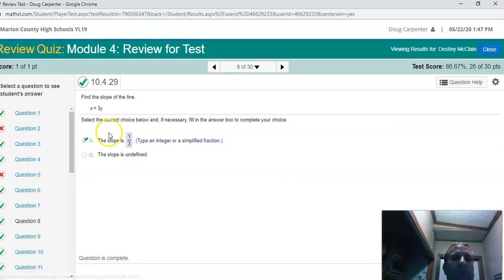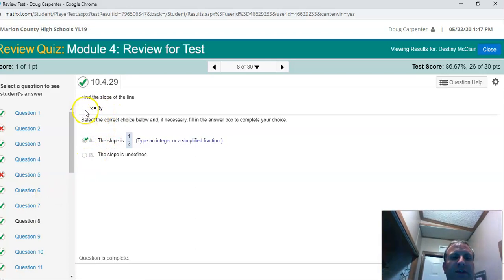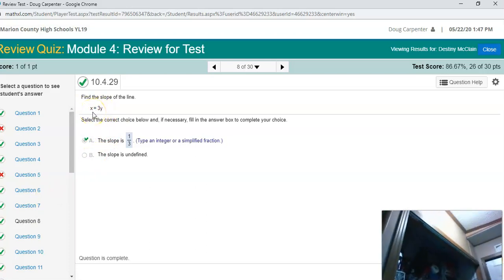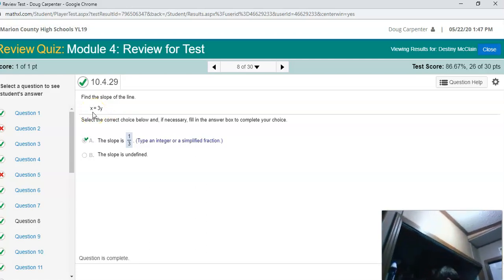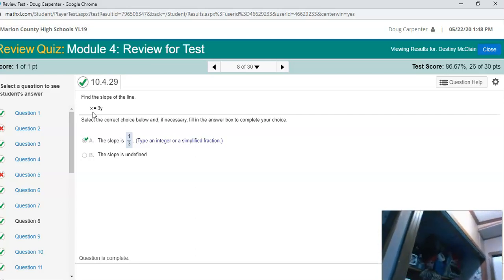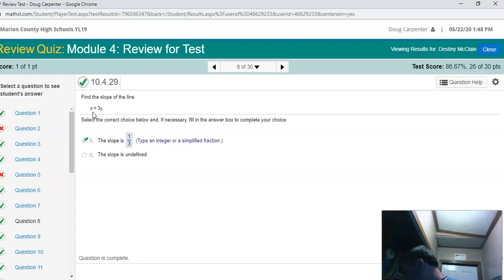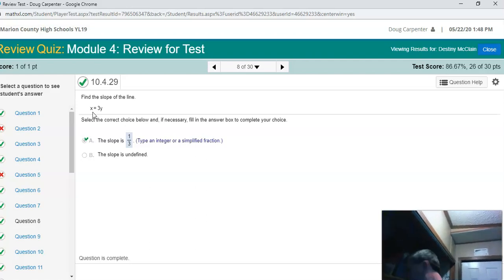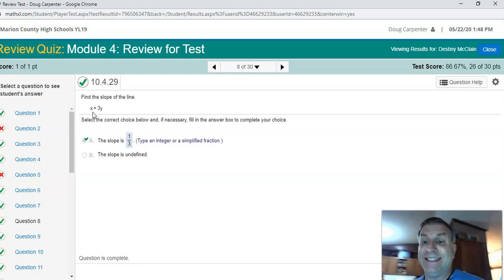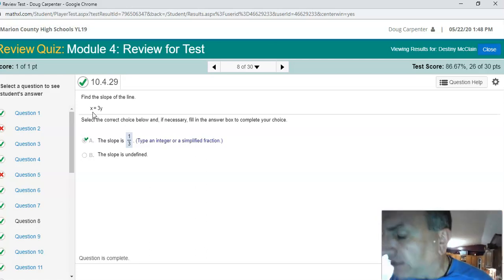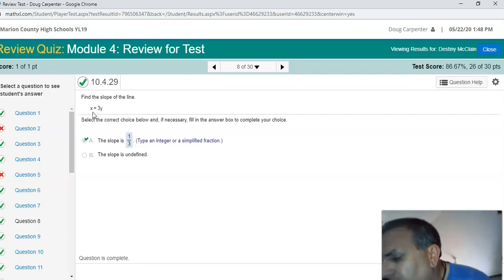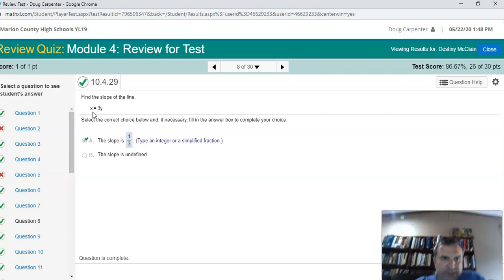All right. So this one's just like the other one. I have to divide both sides by 3. So y equals 1/3 x. Now, when I have 1/3 x like that, that tells me that my slope is 1/3. My slope is not 1/3 x. My slope is just 1/3.